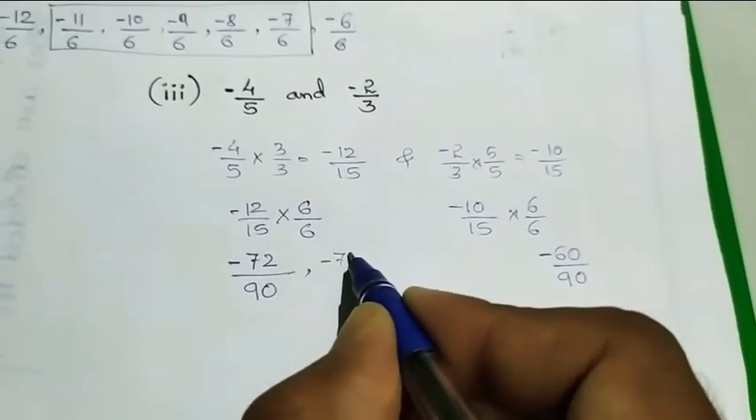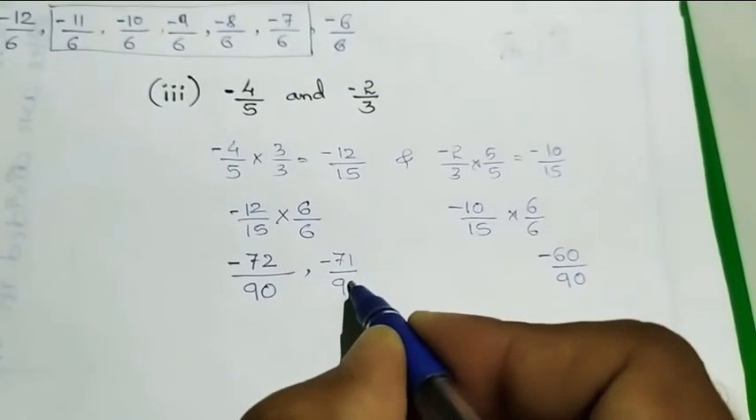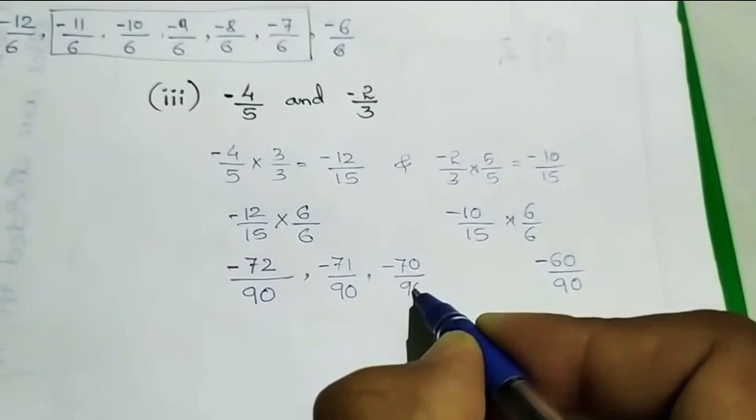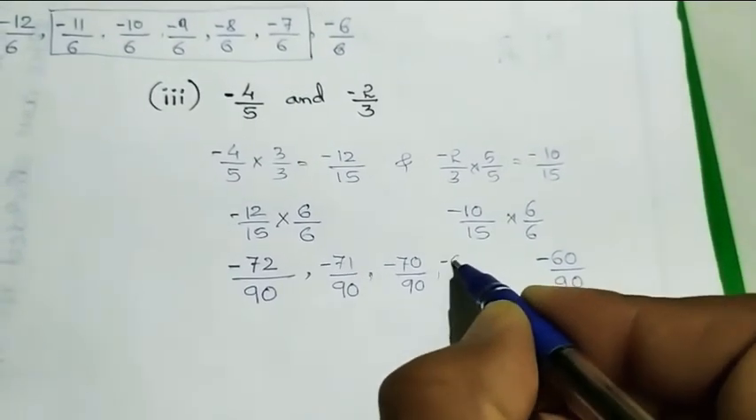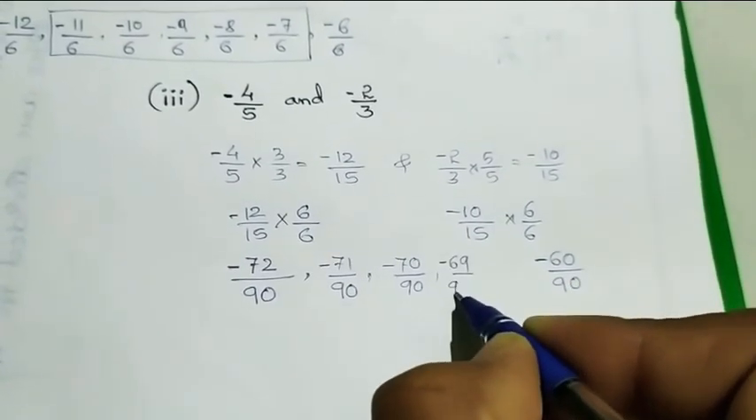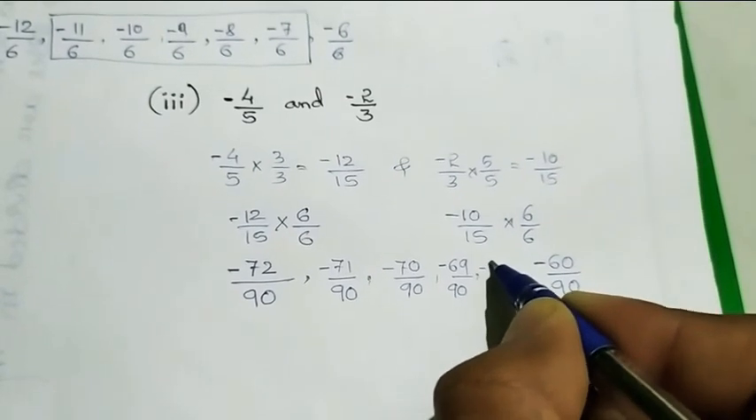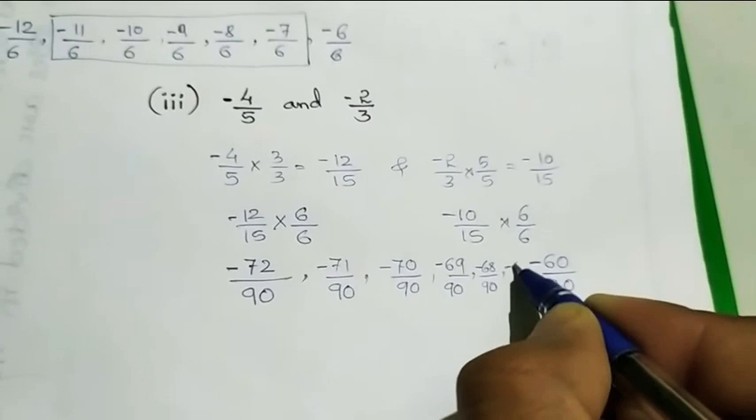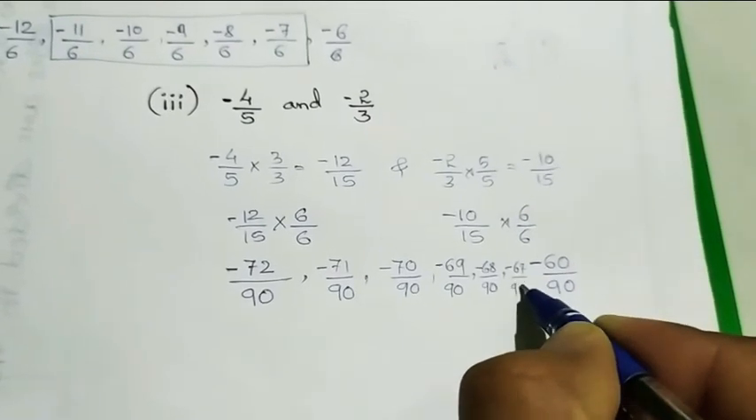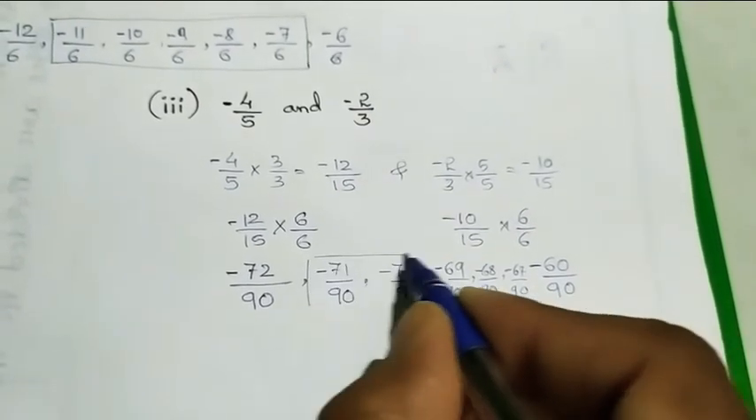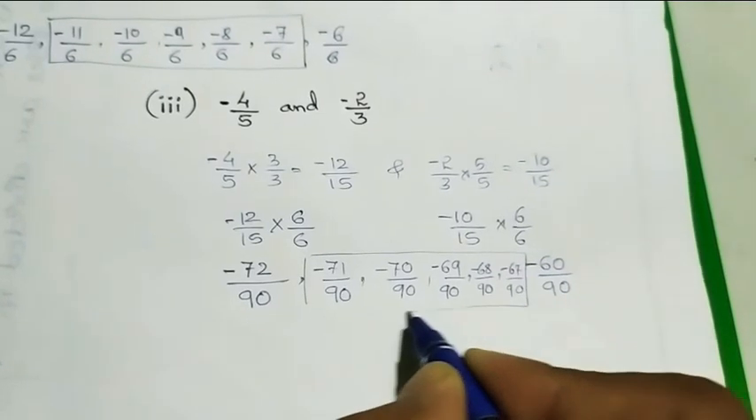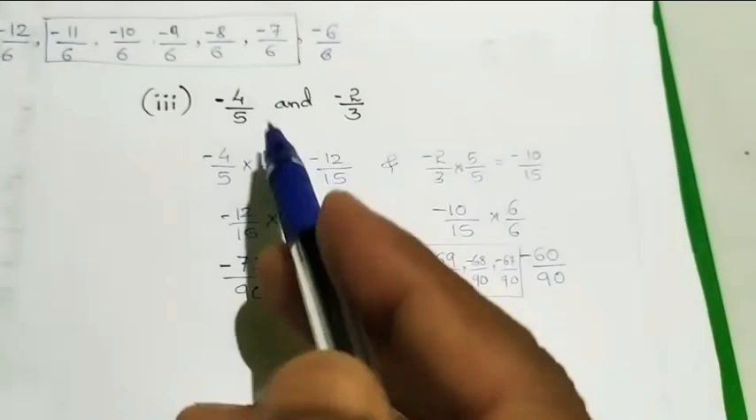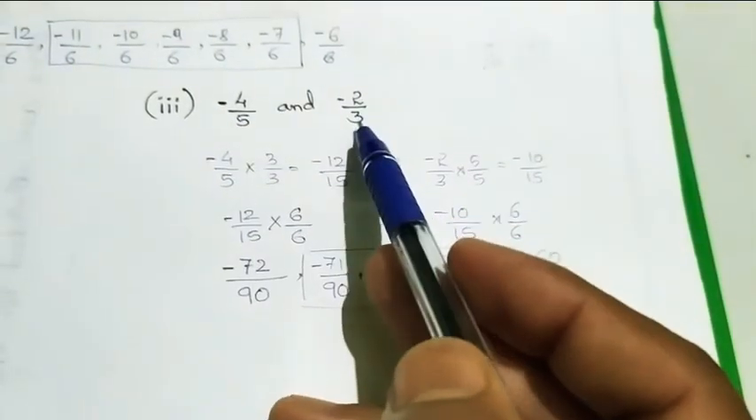So I will take minus 71 by 90, minus 70 by 90, minus 69 by 90, minus 68 by 90, minus 67 by 90. So these are our required 5 rational numbers between minus 4 by 5 and minus 2 by 3.